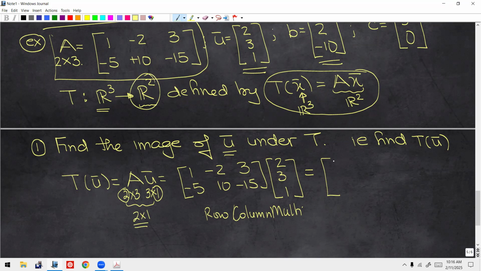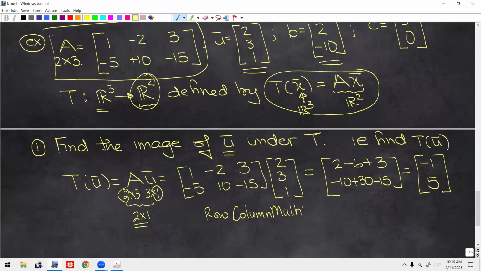Okay, so we're going to get 2 minus 6 plus 3. And the second one is going to give you minus 10 plus 30 minus 15. So if you add them up, you get -1, and then we get 5. So that is the image of u under T. That means this vector u gets transformed to this vector in R2. Okay.